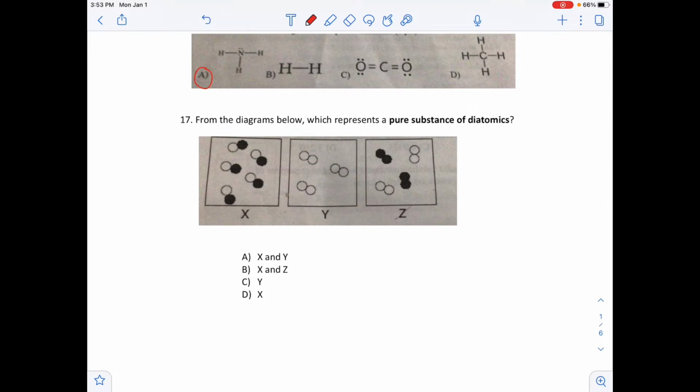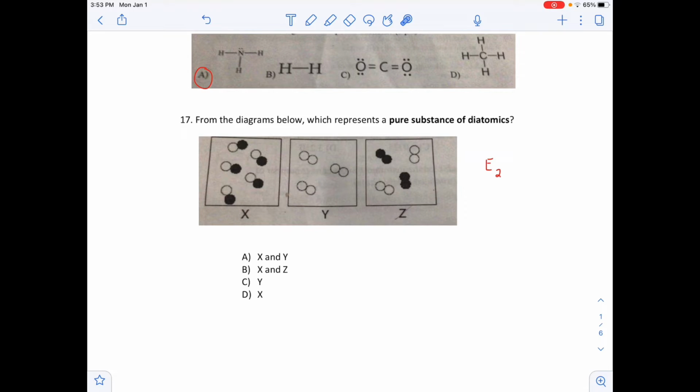For 17, it says from the diagrams below, which represents a pure substance of diatomics. So when we think of diatomic, we're going to think of elements that there are two of. And there are specific diatomics on the periodic table. But in this question, you don't necessarily have to know the specific diatomics. You just have to know what a diatomic is. And it's just any element, and there's two of them.